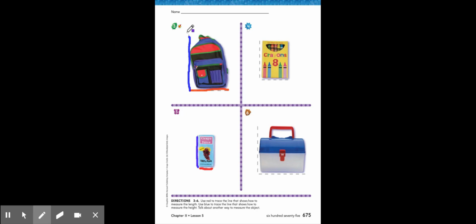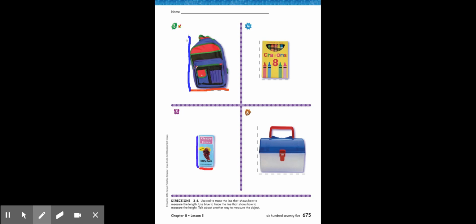What can we say about the backpack's length compared to the juice box's length? Right, the backpack is longer than the juice box. The juice box is shorter than the backpack. Now, look at the blue lines to compare height. What can we say about the backpack's height and the juice box's height compared to one another? That's right. Our juice box is shorter than our backpack. Our backpack is taller than our juice box.